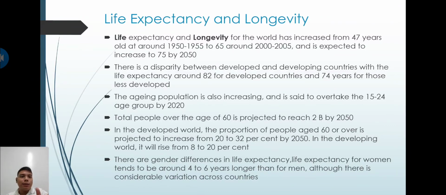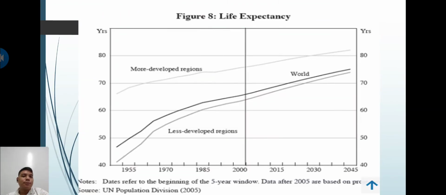There's also a slight difference in life expectancy between the genders. Women are expected to live 4 to 6 years longer than males, although there is variation across countries. So as you can see, life expectancy throughout the world is on the rise.